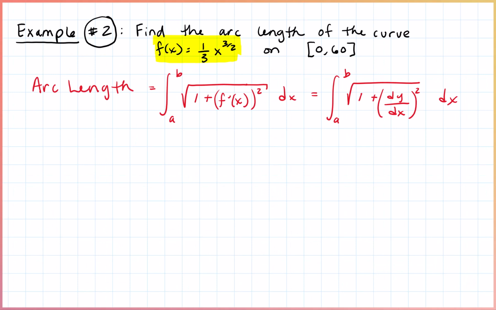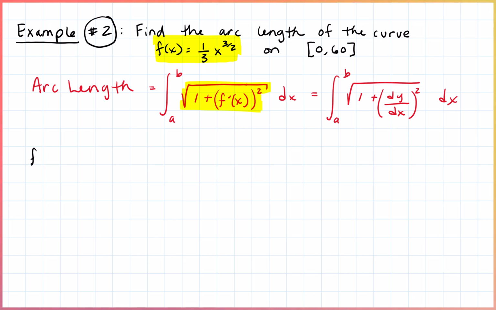Let's suppose we want to find the arc length of the curve f of x equals 1/3 x to the 3 halves on the interval from 0 to 60. So we know we're going to use our arc length formula. I have it copied down here. But before putting it straight into the integral, I prefer to simplify this expression under the square root first. And then when I go to the integral, I won't have much more simplification to do, and I can get right into the integration techniques.